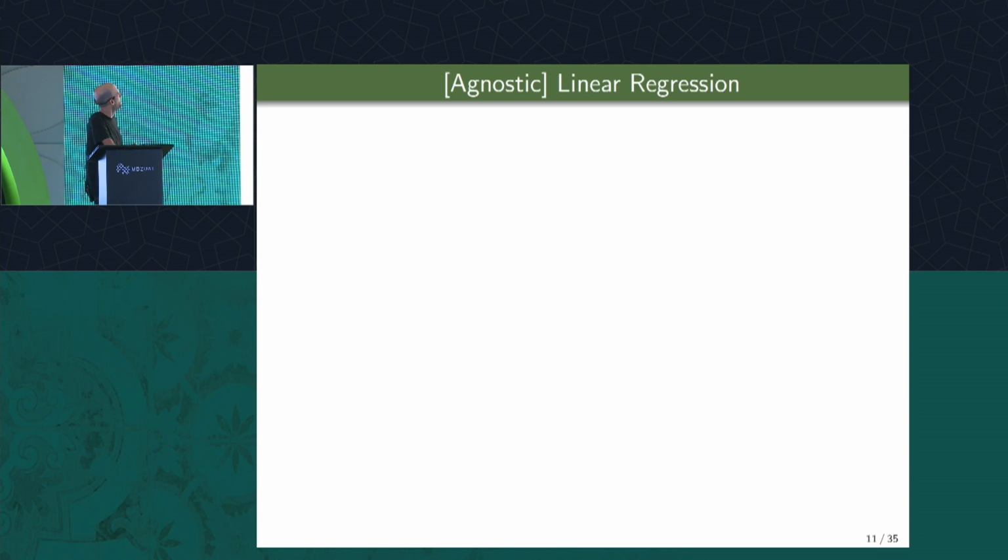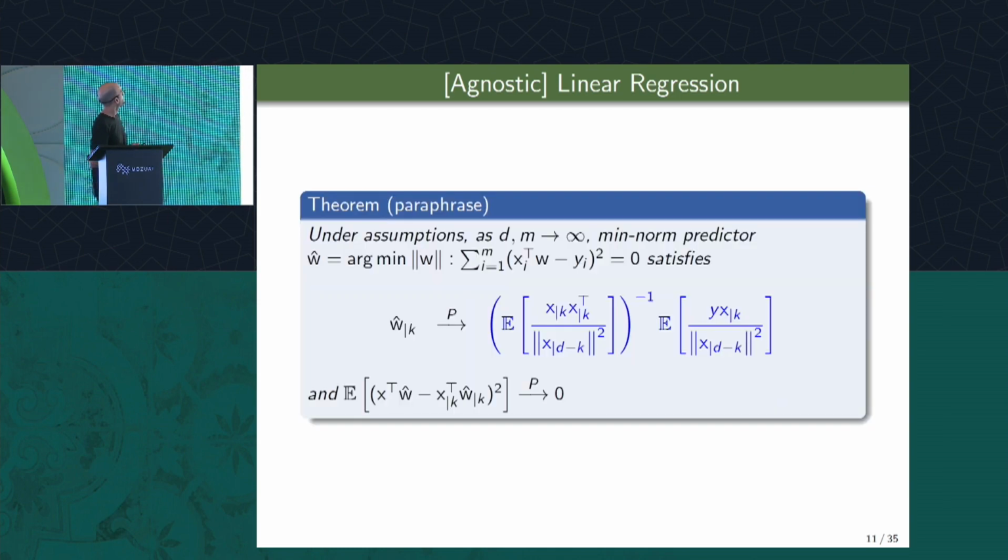Okay, so let's start with linear regression. So this is an agnostic case. So now I'm no longer assuming that y is x times w star plus noise. And roughly speaking, what we can show is the following. I won't have time to go into the proof details. If you're interested, feel free to talk to me later or look at the papers.